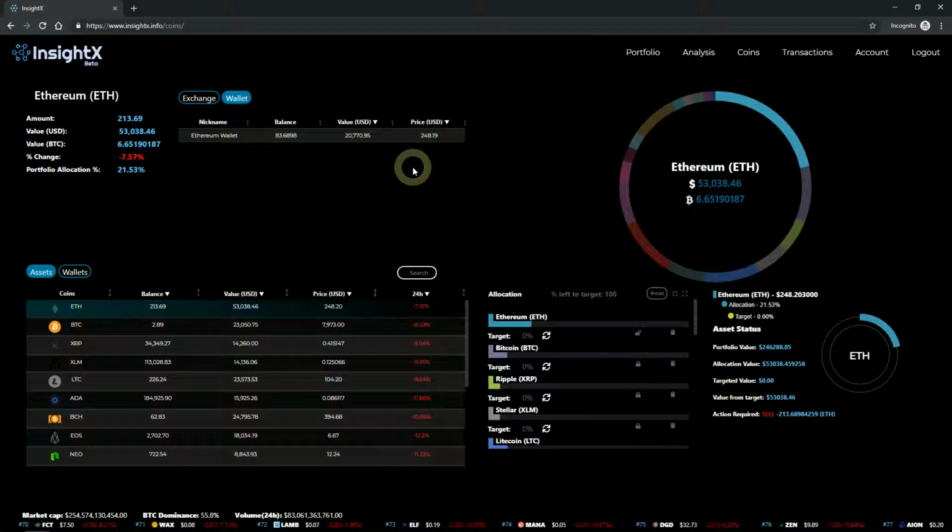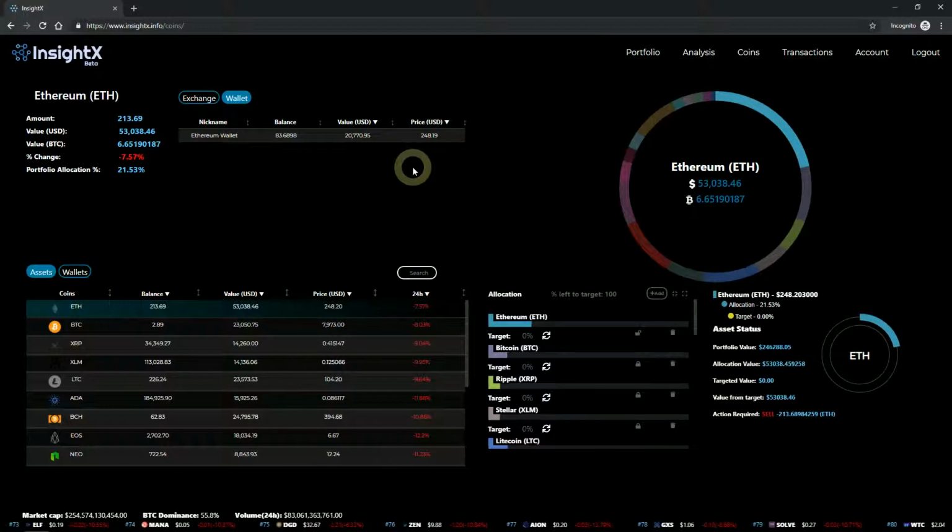In this video, what I'm going to do is give you an overview of what you can see on the coins page, how you can use the coins page, and just explain how it's a much more detailed version of knowing exactly where all of your assets are being held in terms of your exchange or your wallet. Also, how you can use it to target specific allocation percentages in your portfolio based on different assets that you want to hold.